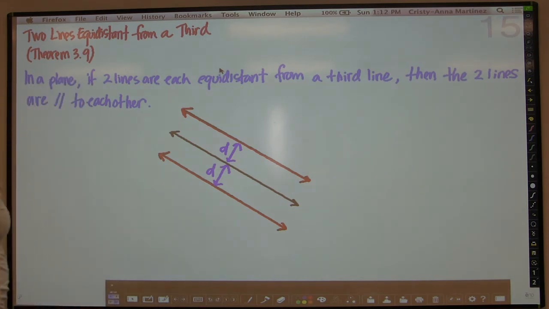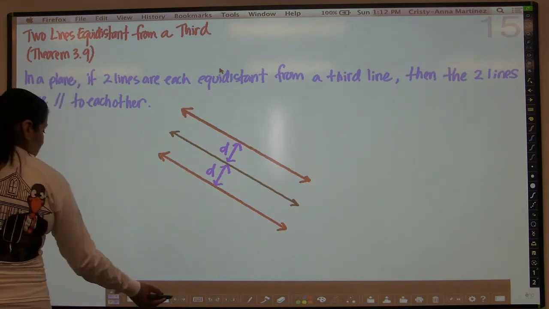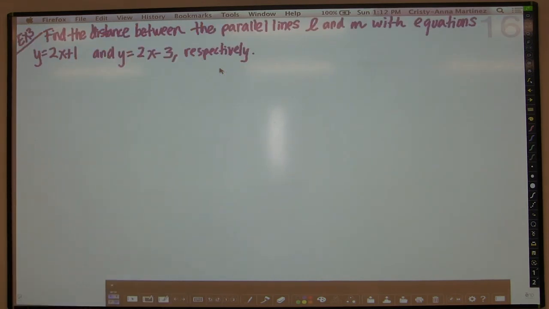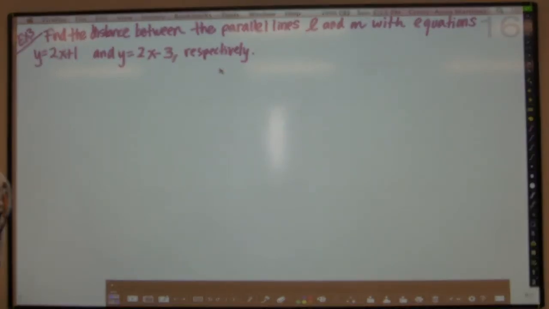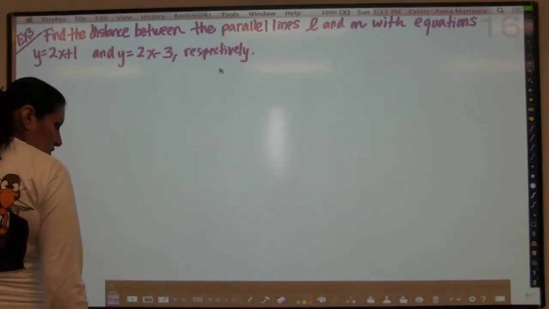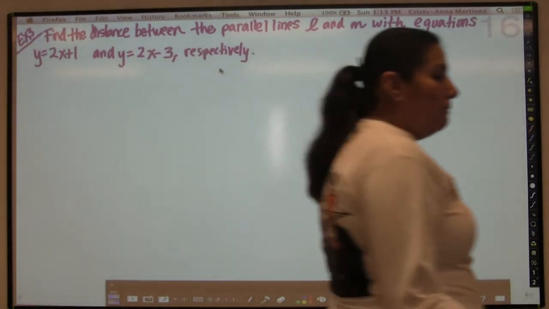So based on that, we have an example that's asking us to find the distance between the parallel lines L and M. And they're telling me what the equation of those lines are. Now again, they're not asking us to graph anything, but you should know that in a nutshell, I'm not going to graph the exact lines because it's not necessary, but I do want to kind of show you what they're asking us for.